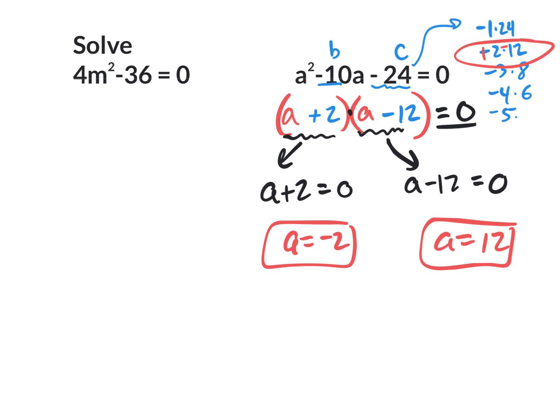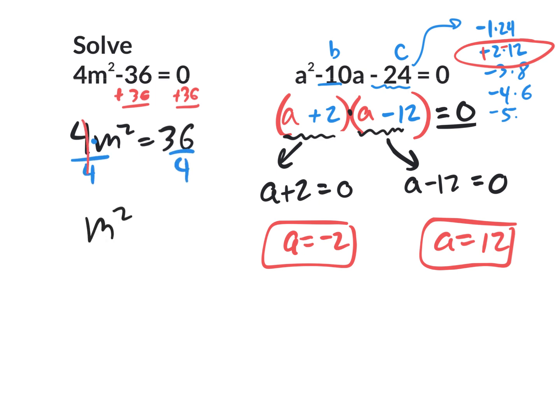So check this out. If you don't want that minus 36, you could get rid of it by going plus 36. Plus 36. What do we have left? We have a 4m squared equaling 36. What does that really mean? It means 4 times m squared equals 36. So if you don't want that multiplication of 4, you could divide by 4 and divide by 4. That'll cancel it out. What do we have left? We have m squared equaling 36 divided by 4 is 9.